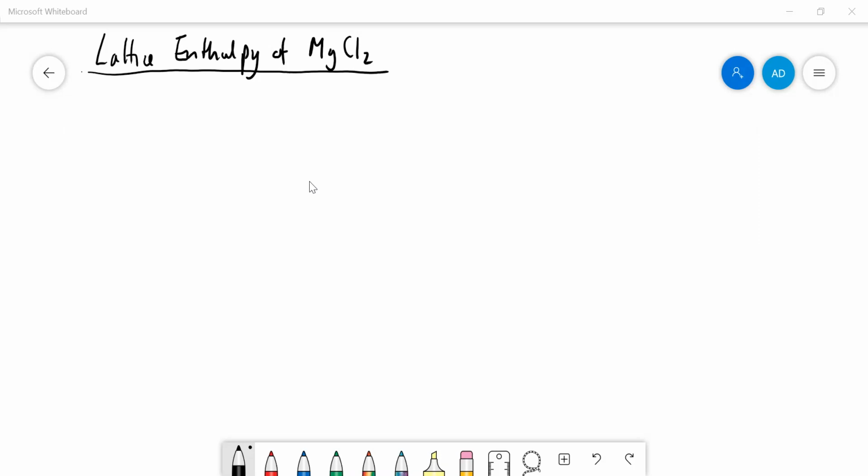What sort of data are we going to be given here? Well, we need to know delta HF of magnesium chloride. Okay, so we'll have that. I won't write the numbers down here, but we do need to know that. We need to know the delta H atomization, so the energy required to form 1 mole of magnesium atoms in the gaseous state from the element. We need to know that. We need to know delta HF for chlorine as well.